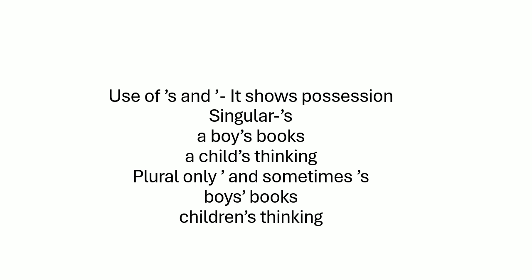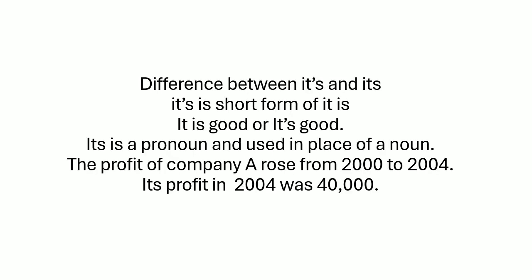Let us see the difference between it with apostrophe s and its. It with apostrophe s is short form of it is. It is good or it's good. So apostrophe s is also short form, like he is good, he's good. Its is a pronoun and used in place of a noun.